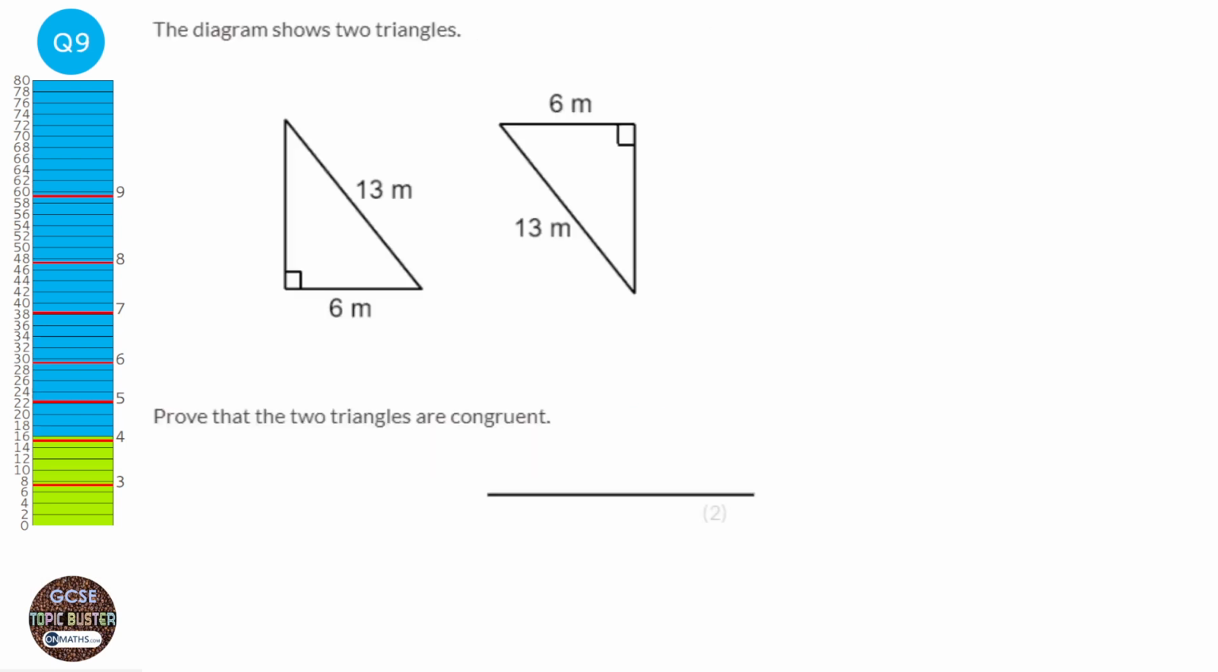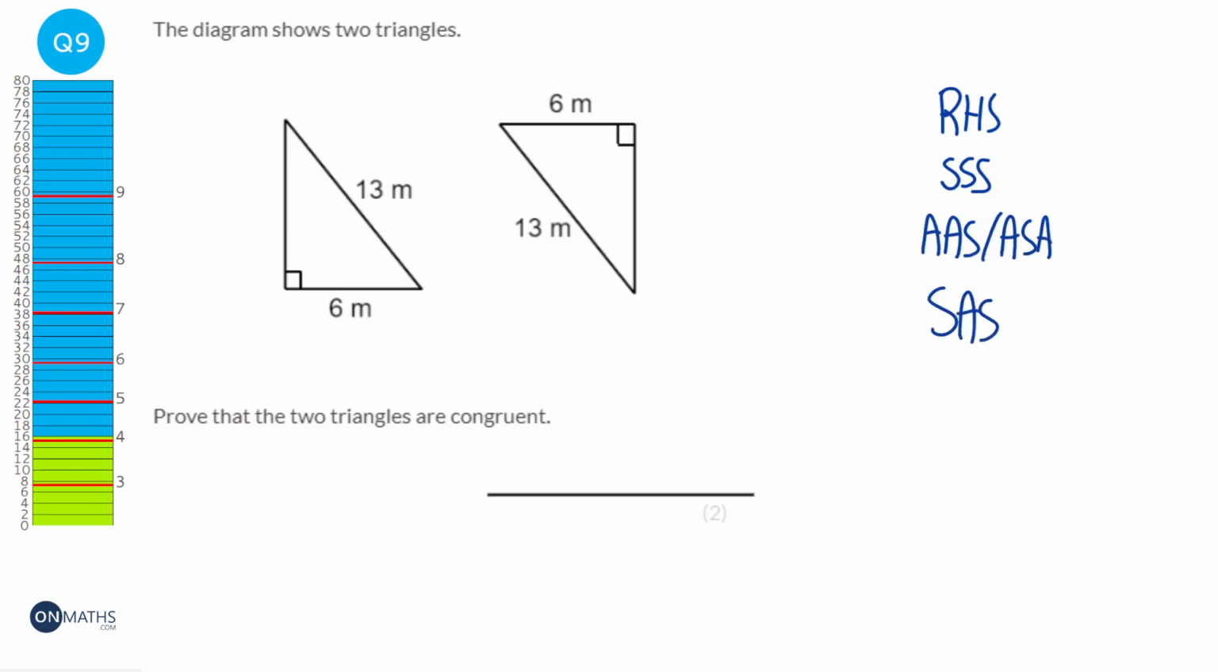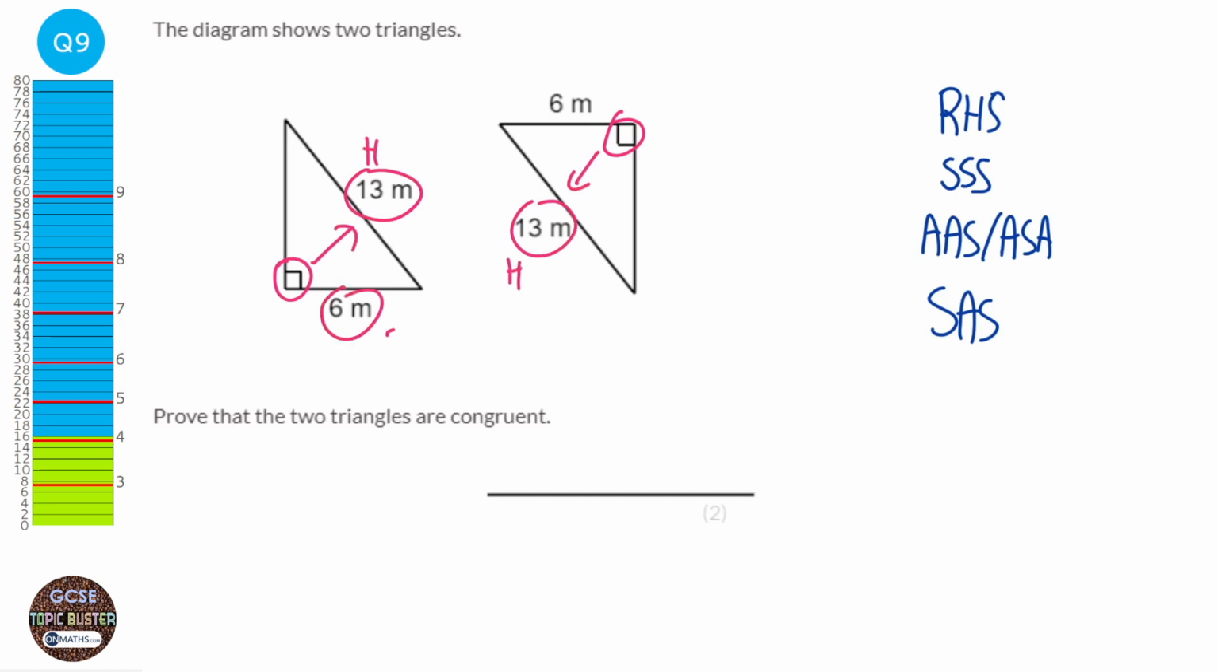To prove triangle congruence, you're going to have one of four answers. You're either going to have RHS, SSS, angle, angle, side, or angle, side, angle, and the last one, side, angle, side. So those are our options. So we've got to figure out what we have in this question. Well, we have a right angle, so an angle or right angle. We've got a side, which is actually the hypotenuse, because we know the hypotenuse is opposite the right angle. And then we just have another side.